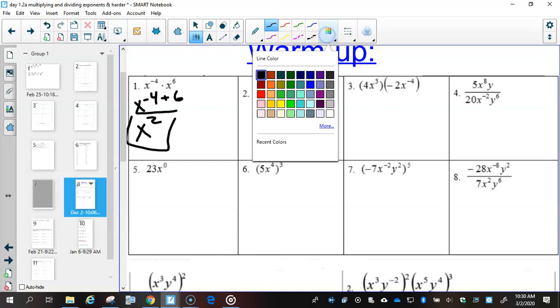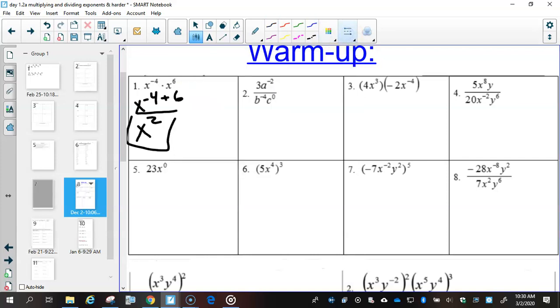For number 2, do we have like bases, first off? No. So we're not going to do anything to combine them. But we do have negative exponents all throughout this, so we need to switch these. We know that this would become 3 times 1 over a. So a would move to the denominator. But if you have a negative exponent in your denominator, it moves up to the numerator. So your a and your b are really just going to switch.